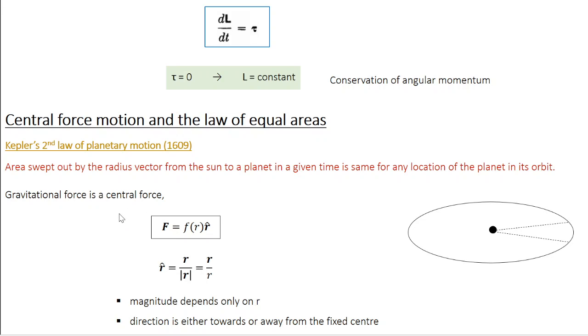And since this is a central force, there are only two directions possible. Either it is towards the center or it is away from the center. For example, if this is the sun and this is your earth, and you choose your origin on the sun, then if the sun is heavier than the earth, the gravitational force is towards the sun, or towards the center. On the other hand, if the earth is heavier than the sun, then the gravitational force is going to be towards the earth, or away from the center. So these are the only two directions possible. These are the fundamental characteristics of a central force field.